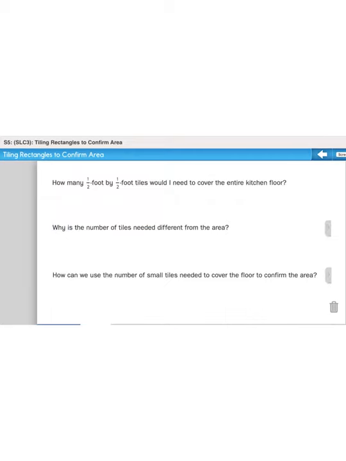So we were asked the question, how many half-foot by half-foot tiles would I need to cover the entire kitchen floor? The number of half-foot by half-foot tiles needed to cover the floor is different from the area of the floor that we calculated in the math message. Has the area of the floor changed? No. Well, then why is the number of tiles needed different from the area? The area was reported in square feet. Square feet. And now we are counting tiles that are smaller than a square foot.